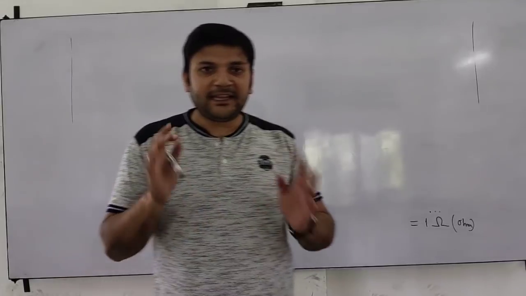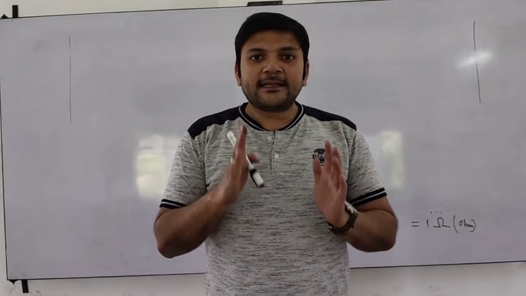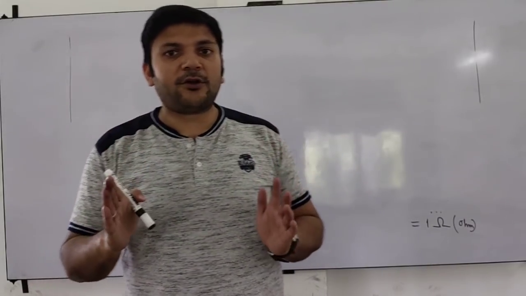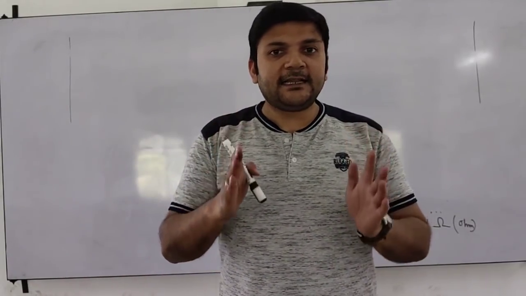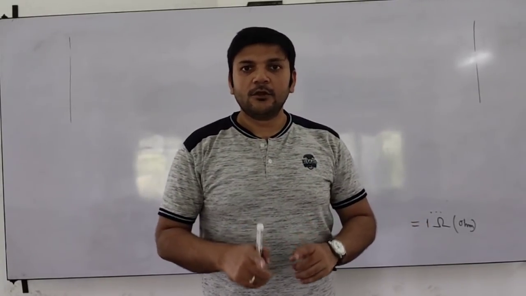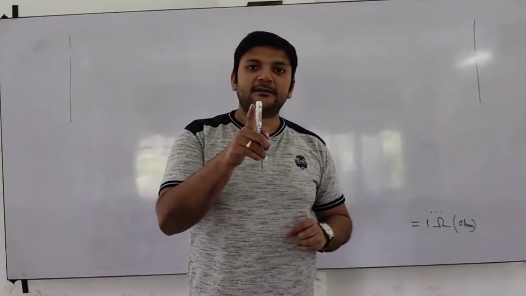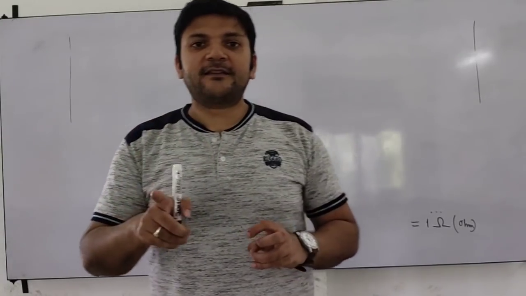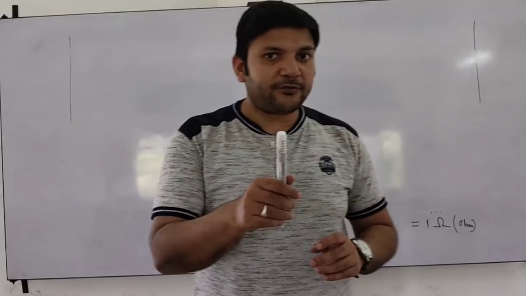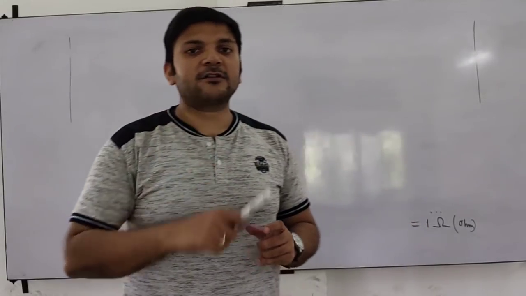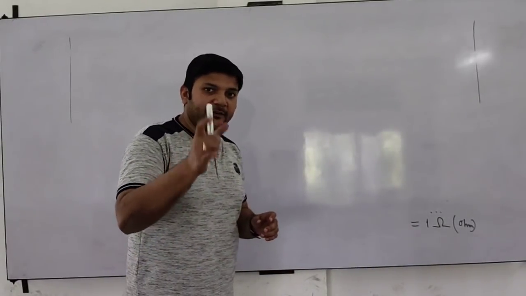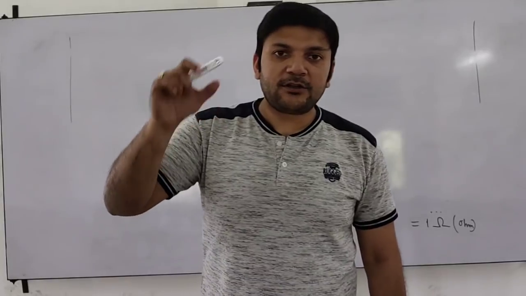Again I am repeating. The resistance of a conductor is said to be 1 ohm if 1 ampere current flows through it due to a potential difference of 1 volt across it. Okay.